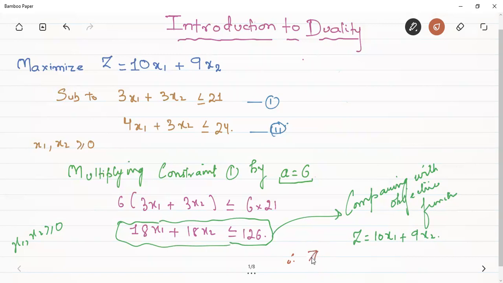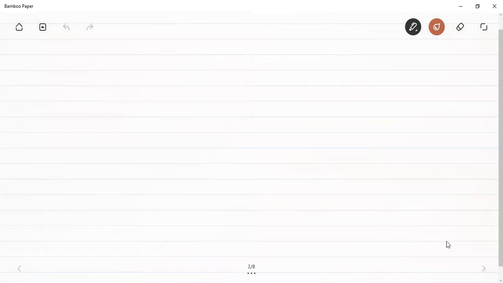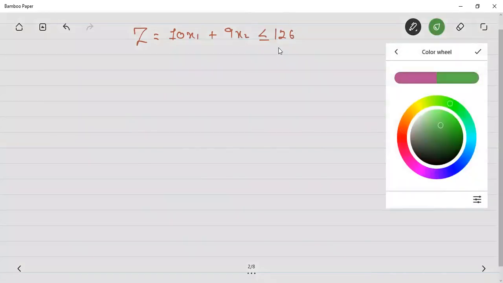That is, z = 10x1 + 9x2 will definitely be less or equal to 126. So what does this indicate? This indicates that 10x1 + 9x2 cannot be greater than 126, so it should be less or equal to 126.